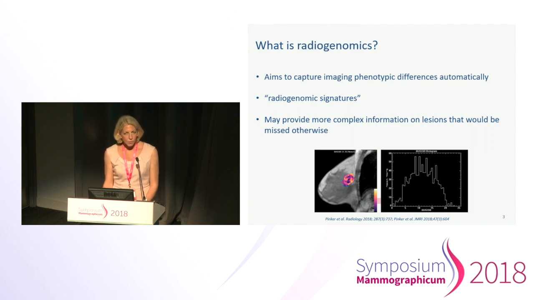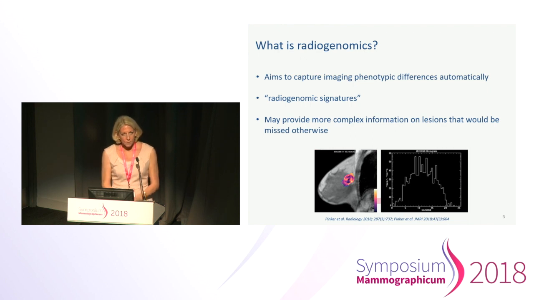To date, the vast majority of this analysis has been done on MR data, specifically three-dimensional multiparametric MR data. And the thinking behind it is that this kind of quantitative data may provide more complex information on lesions that would otherwise be missed. So, for example, we know that when we report our breast MRI studies, we give a morphological description of the abnormality.